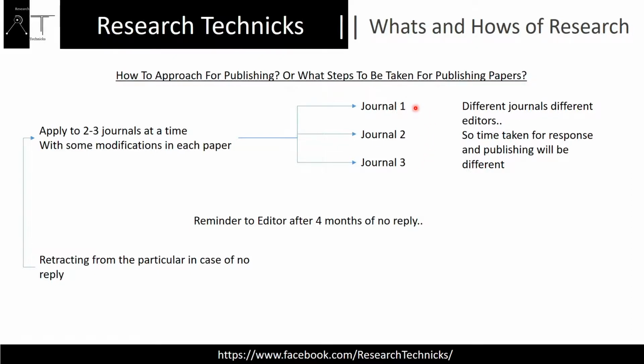Whoever responds first, you can contact them and continue with that. If none of them are giving you a response, leave it for around 3 to 4 months, and send a reminder to all of them that you have submitted a paper. What is the status of that paper? And still, if you are not getting any reply for about another 2-3 months, it's better you retract from that particular journal and start the whole process again.